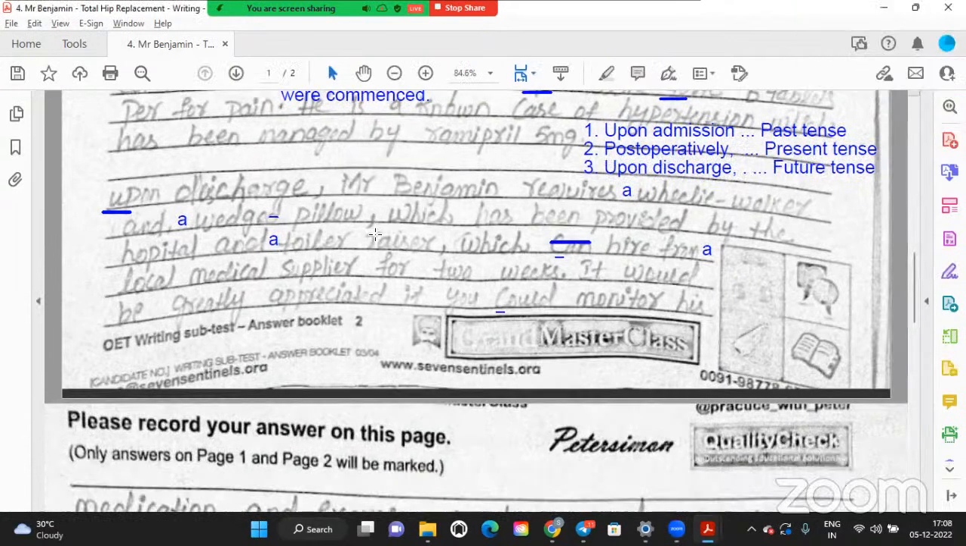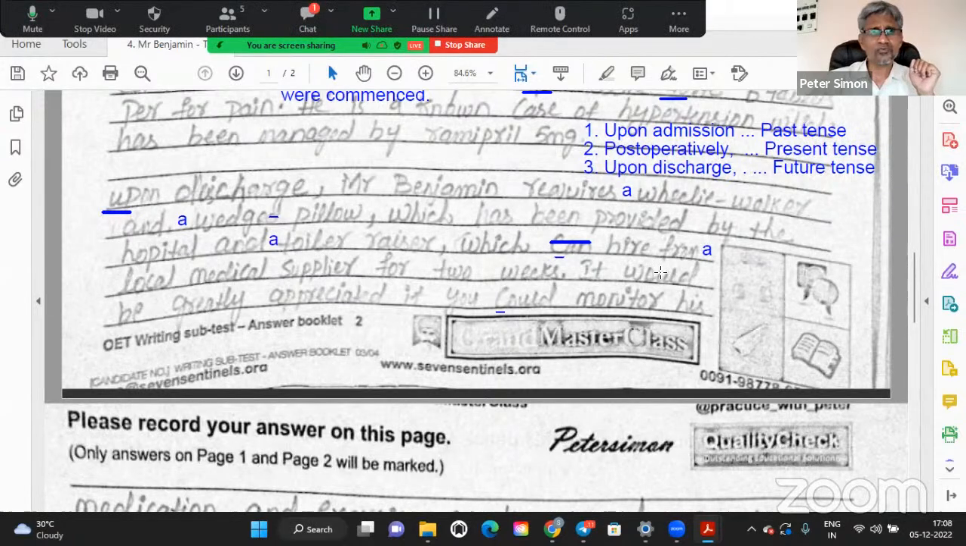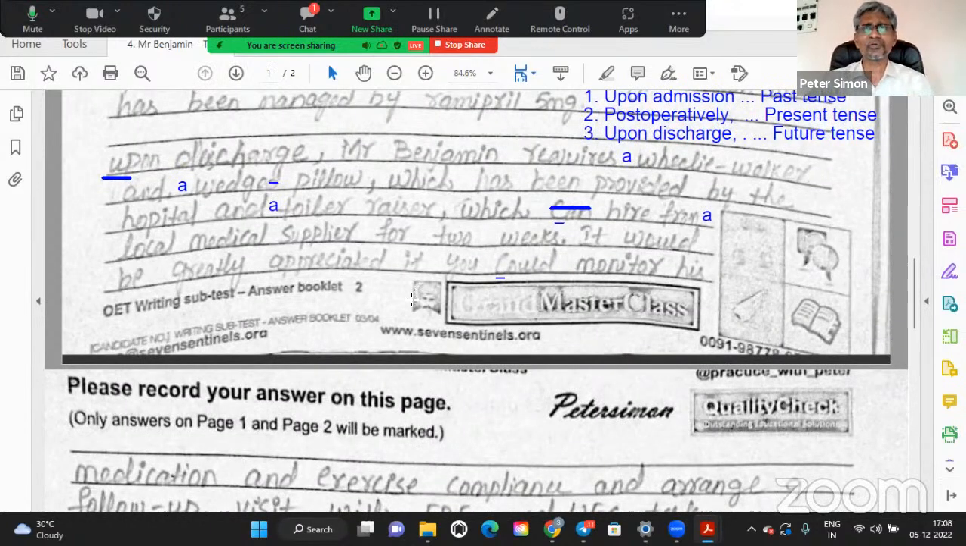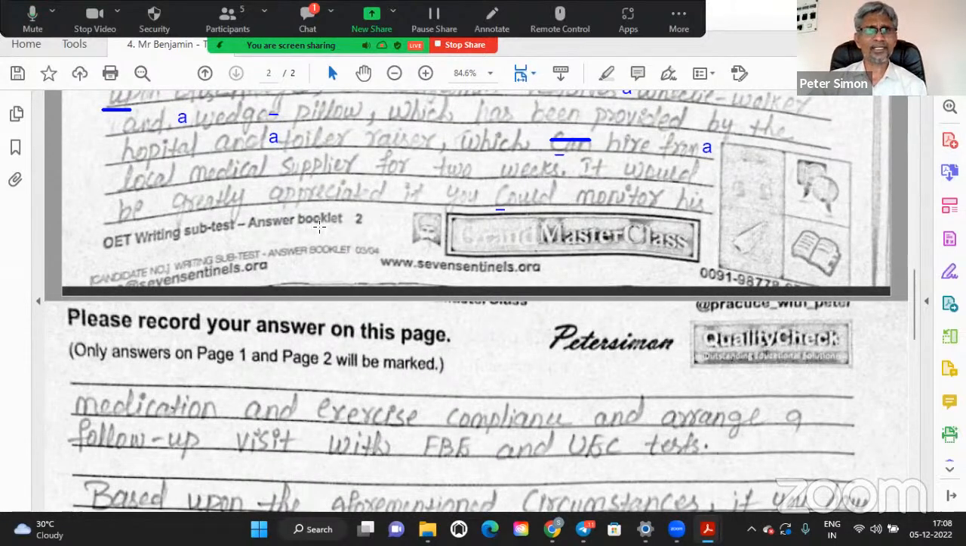Next one. Local medical supplier for 2 weeks. It would be greatly appreciated if you could monitor. I told you, don't use this outdated style. If you are a new student, I can tell you again and again. Every Tom, Dick and Harry is writing this sort of sentence: it would be greatly appreciated if you could monitor his medication and exercise regimen. So directly remove this, it and you, all these things. Why should we appreciate these people who are doing their duty? They must monitor. It is their duty.